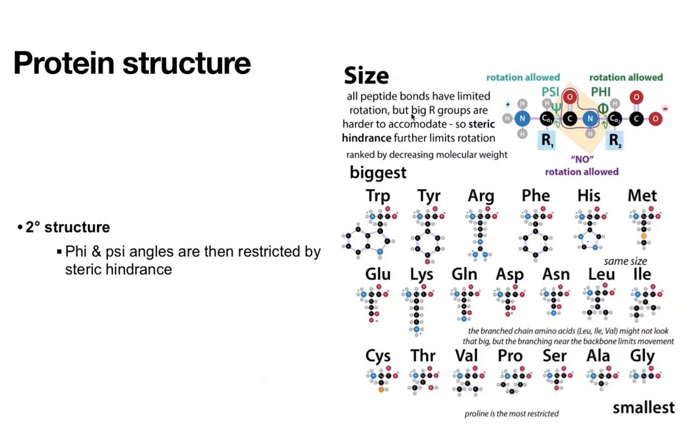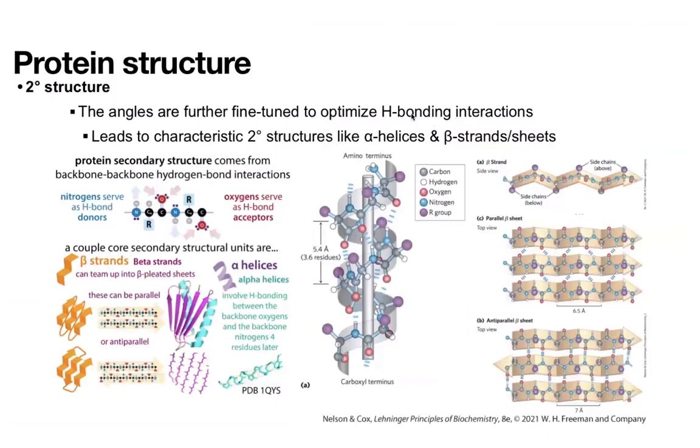The molecules are trying to take up the same space, and some of the R chain groups need more elbow room than others. And so this is going to help restrict those phi and psi angles. And then those angles are going to be further fine-tuned to optimize the hydrogen bonding interactions. And this is going to lead to those characteristic secondary structures like those helices and beta strands or sheets.